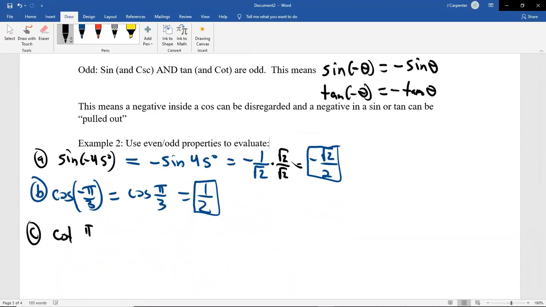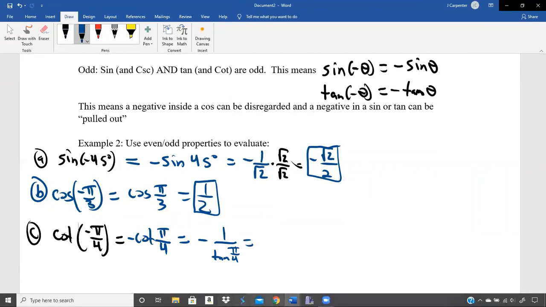Cotangent of negative pi over 4. Negative, of course. I don't know why I have the 4 in the negative. I'm trying to beat the clock, so I'm making typos. Cotangent of negative pi over 4. Well, cotangent's the reciprocal of tangent, so it has all the same properties. Tangent's odd, which means the negative gets pulled out. So this would be the negative cotangent of pi over 4, which would just be negative 1 over the tangent of pi over 4, if you like using reciprocals.